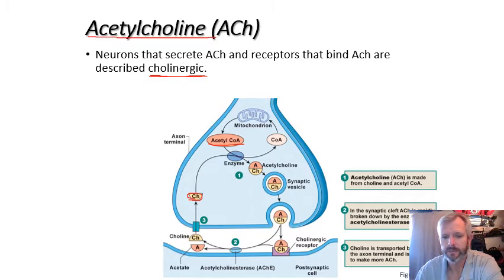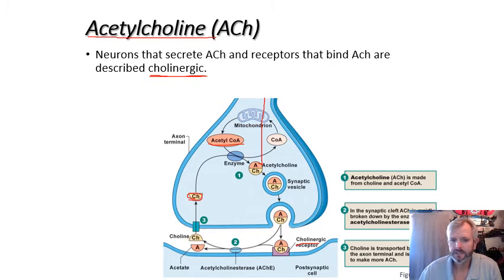Right? There's an enzyme in the neuron that puts it together, and then it gets housed in the vesicles. Once we get an action potential coming in, that will cue the release of acetylcholine. Once released, it binds the cholinergic receptor. And the key is these neurotransmitters get released in the synaptic cleft.